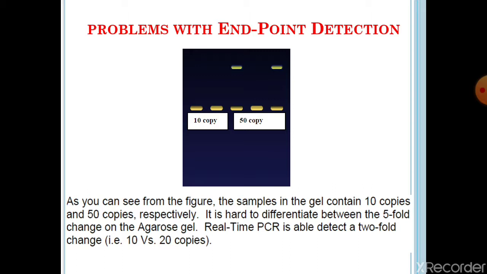But real-time PCR solves this problem and can detect as low as a 2-fold change. For example, if we have two samples differing only in 10 and 20 copies, so this is a 2-fold change, this can be easily detected by real-time PCR.